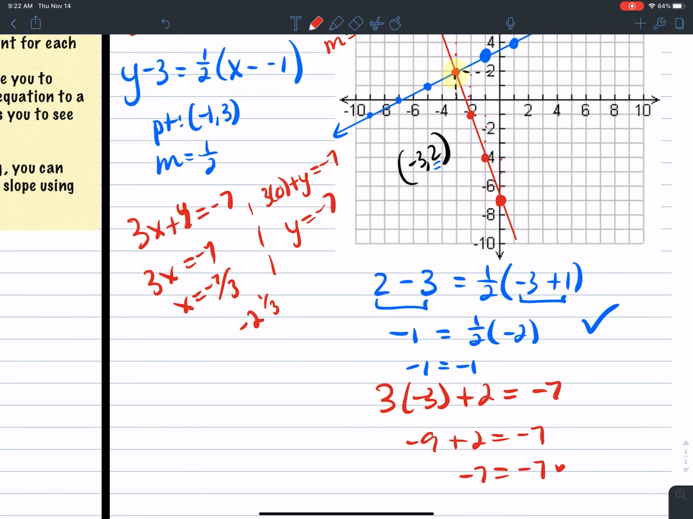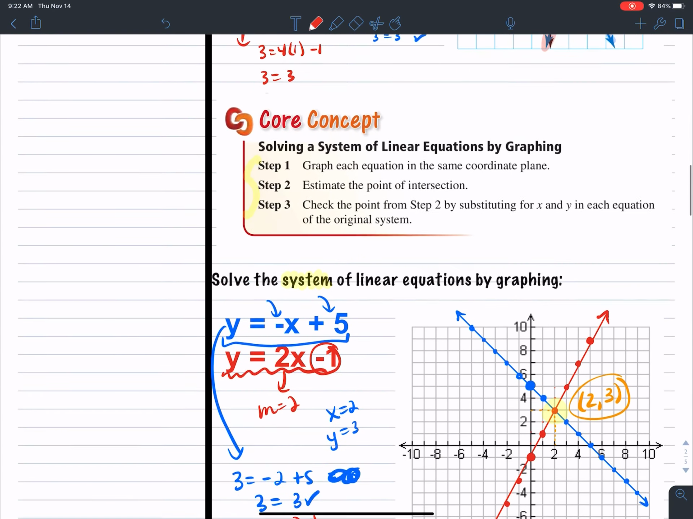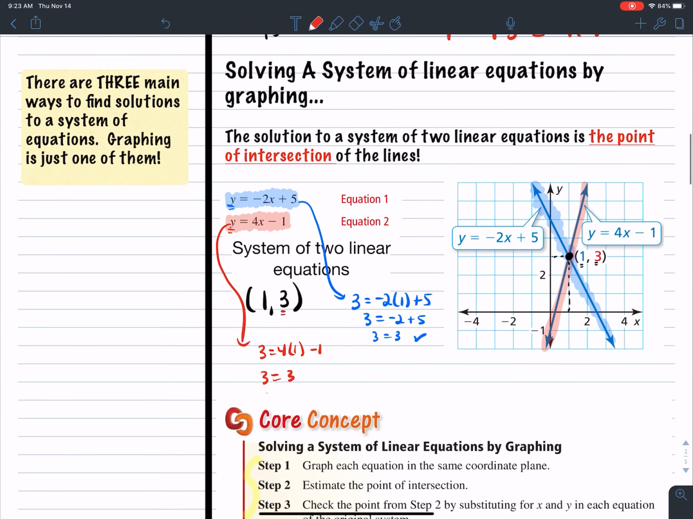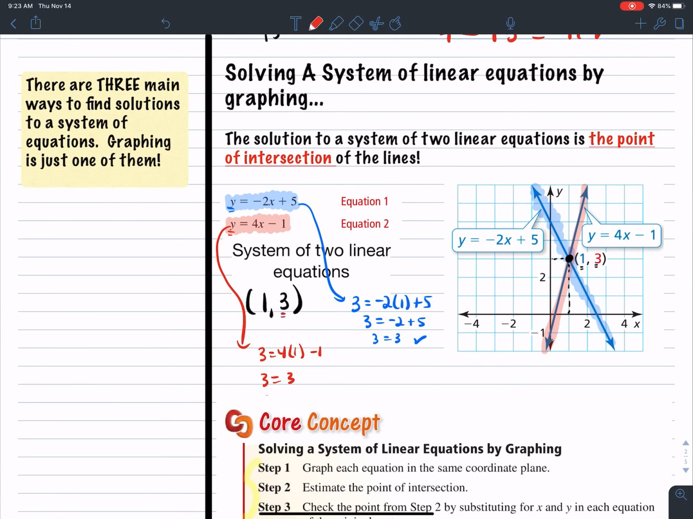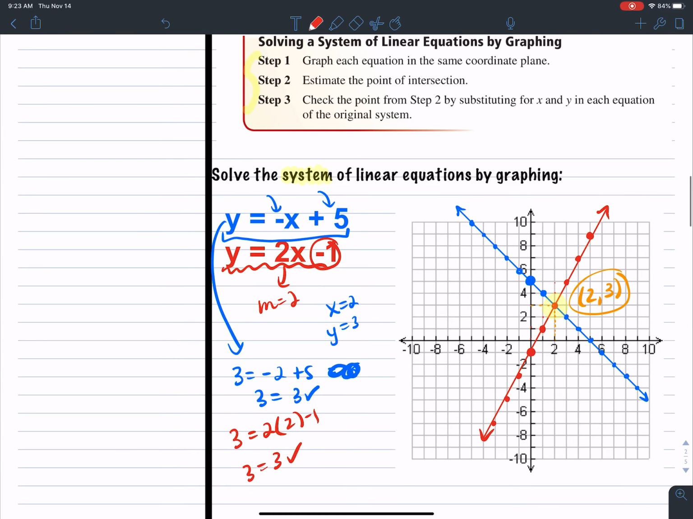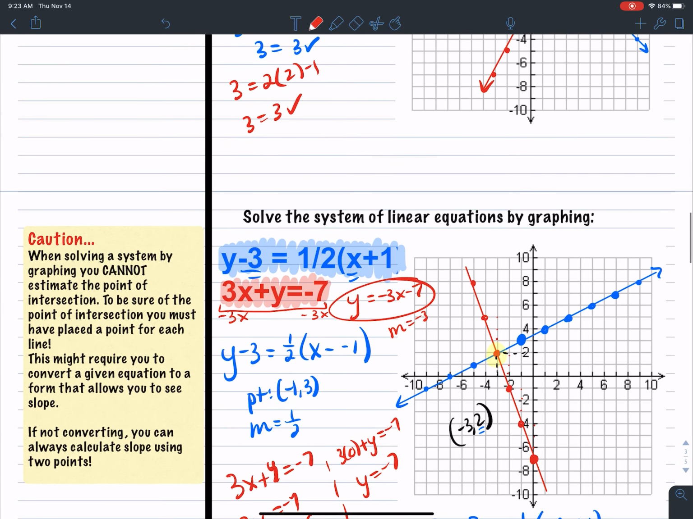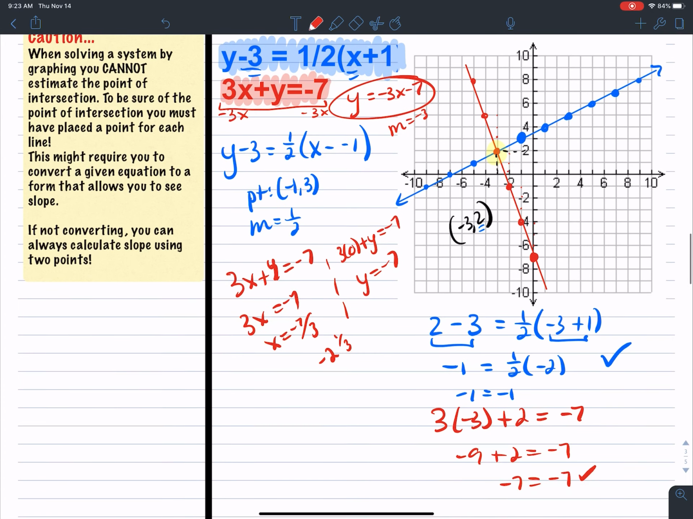So in summary, when we're trying to solve a system by graphing, all we have to do is graph all the equations and see where they touch. Then to check them, we simply plug them back into both originals and make sure that it makes both original equations true.